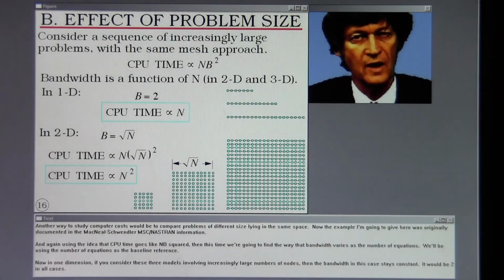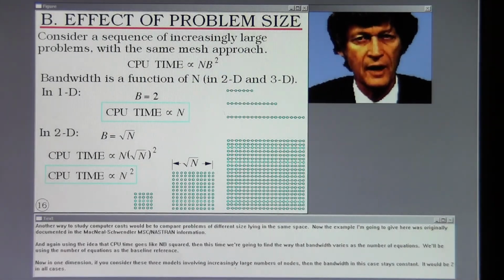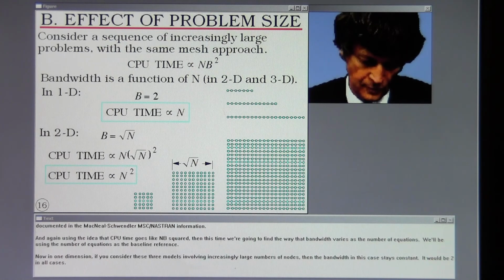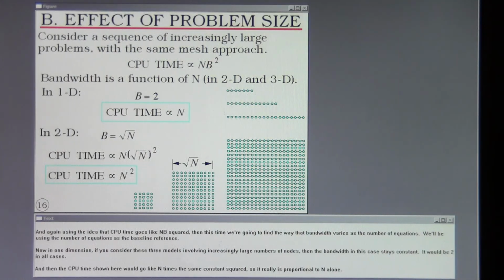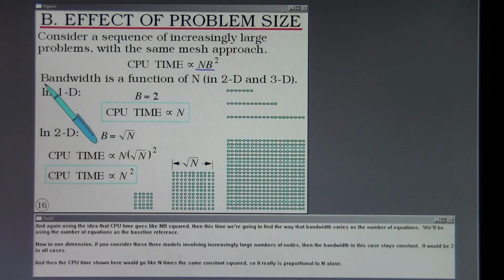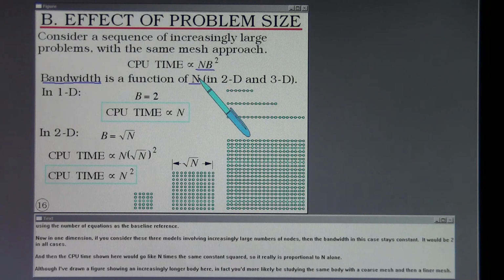Another way to study computer costs would be to compare problems of different size lying in the same space. Now, the example I'm going to give here was originally documented in the McNeil-Schwindler Nastran information. And again, using the idea that CPU time goes like NB squared, this time we're going to find the way that bandwidth varies as the number of equations. So we'll be using the number of equations as the baseline reference.